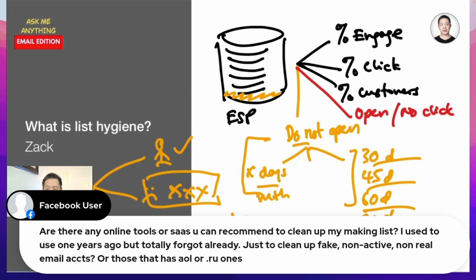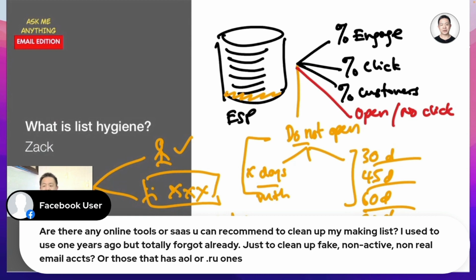Are there any online tools or sites you recommend to clean up your list? Totally forgot. There are a few. I personally use this list. I can't remember the name. Okay, let me see. What you want to do is, let me find the.